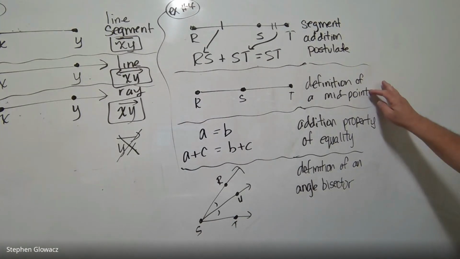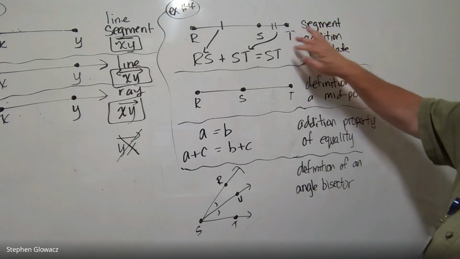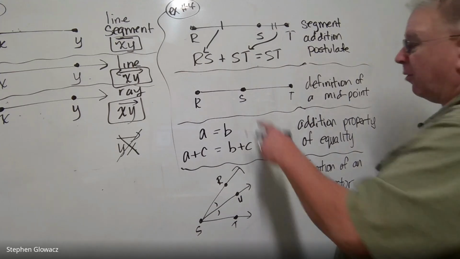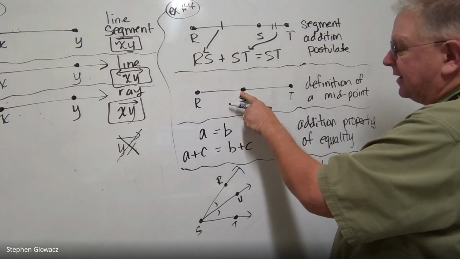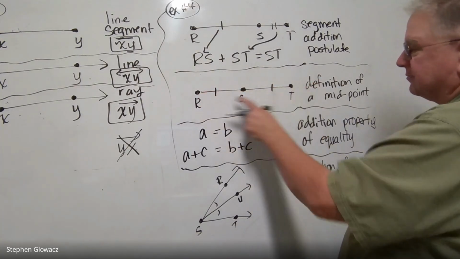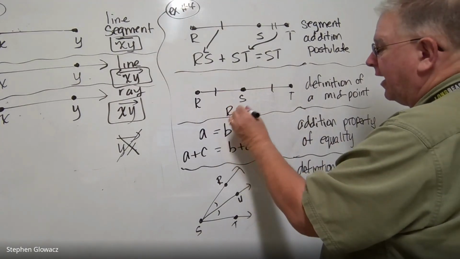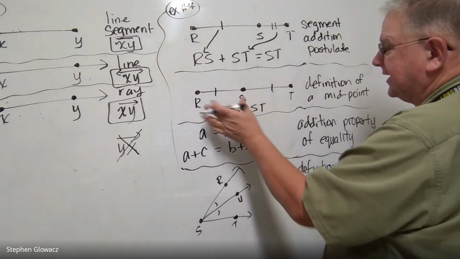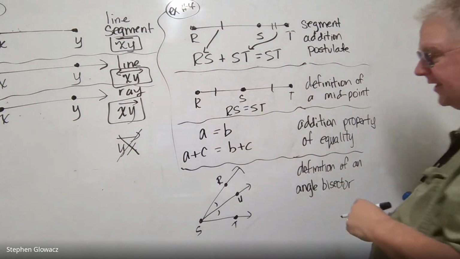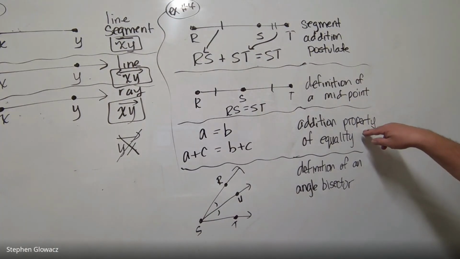Next is the definition of a midpoint, which is going to look similar to the segment addition postulate. However, the point that's in the middle of the segment divides the bigger segment into 2 equal pieces. We can indicate that with the tick marks here. So we can say RS equals ST.